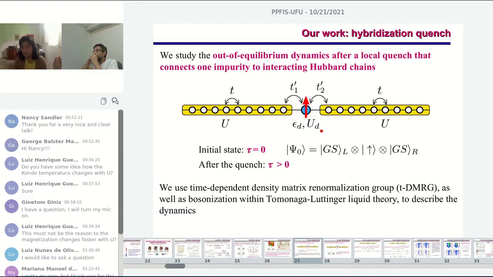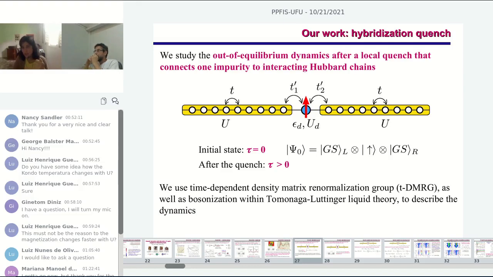Note now that the energy level of the impurity site is epsilon D as before, but the interaction at the impurity site is UD. This is because we are using U to refer to the interaction in the wires. So if we have electrons in the wires, they are also interacting with each other through an interaction equal to U.